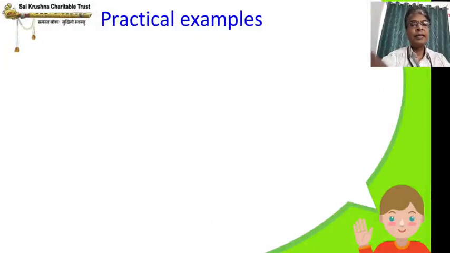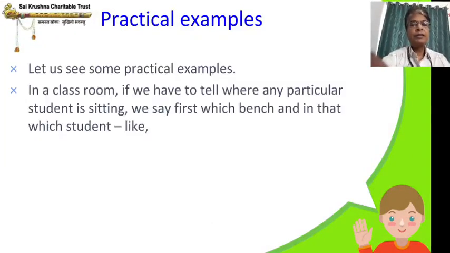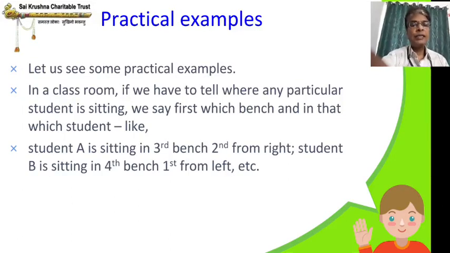So there are certain practical examples. In a classroom, if you have to tell where any particular student is sitting, what we will say? We say first which bench, and in that which student, like student A is sitting in third bench, second from right, student B is sitting in fourth bench, first from left, etc. Now you see the two perpendicular, that is the bench starts from first bench, second bench, from where the teacher or the blackboard is, correct?